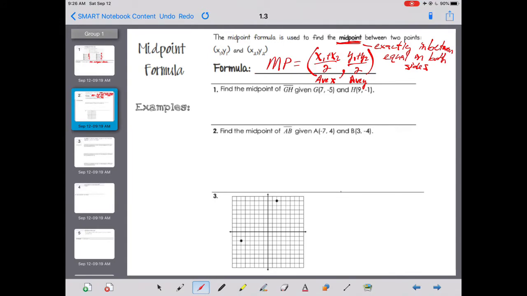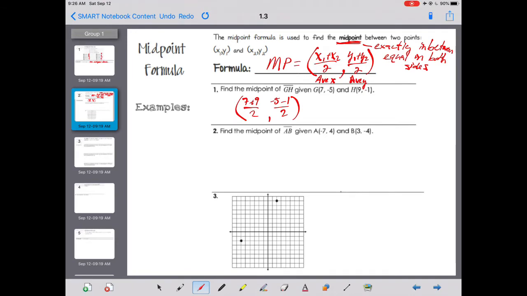So if we're going to set it up, I would do it as a fill in the blank. Divide by 2, divide by 2. So here we go. Find the midpoint of GH given G and H. G is 7, negative 5. The x is 7, y is negative 5. H is 9, minus 1.